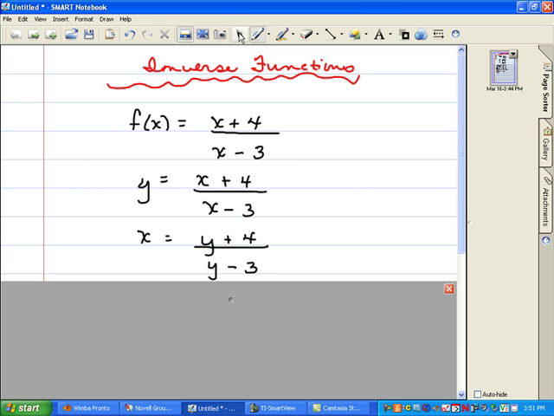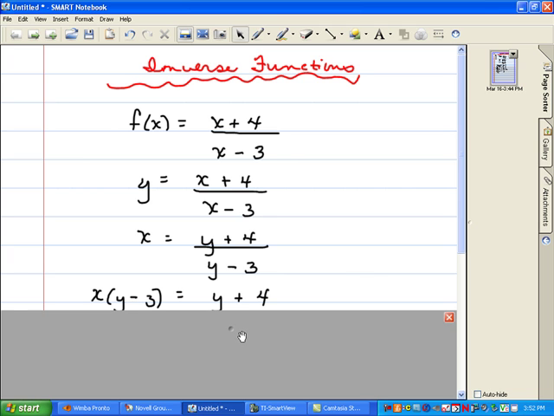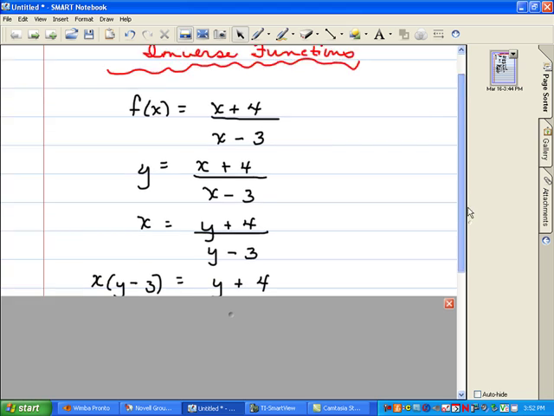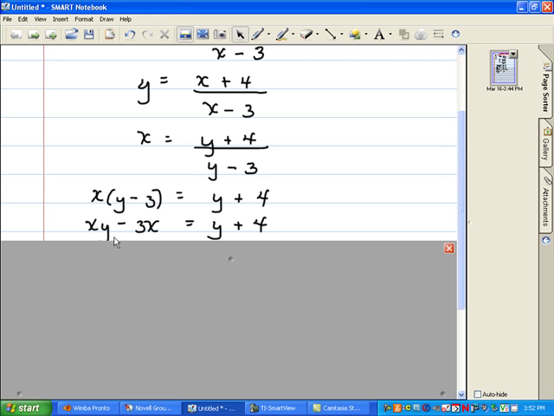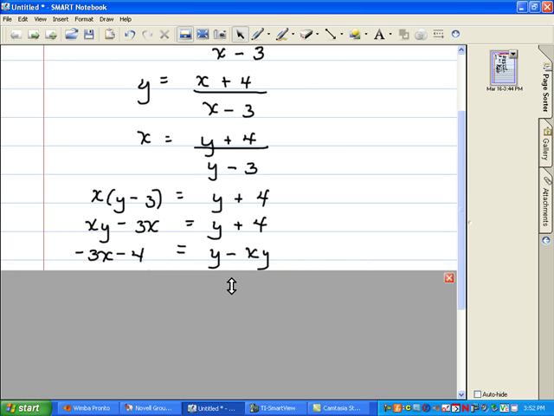So we could take our problem and cross multiply. If I cross multiply, I get x times y minus 3 and y plus 4 times the imaginary 1. And when we do that, algebraically, we can distribute the x. So we end up with xy minus 3x. We still have our y plus 4 over here because y plus 4 times 1 was y plus 4. Now we have to work on getting the y by itself. So what we want to do first is get all the y's together. So that's what I've done. I've just moved things across the equal sign to get the y's together.